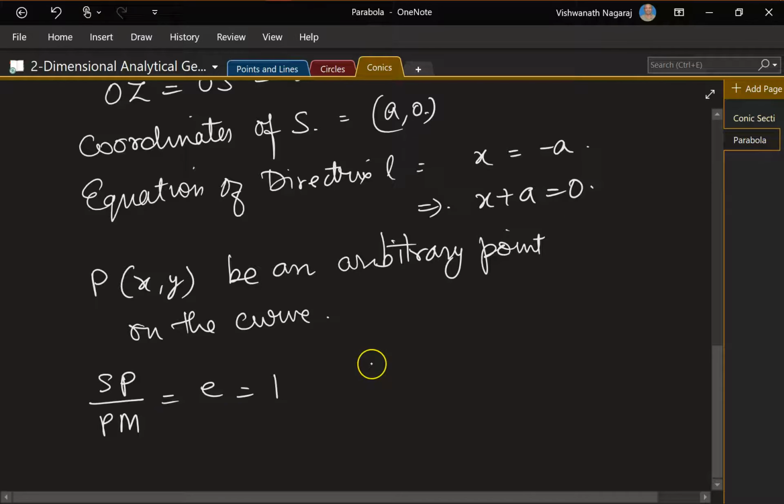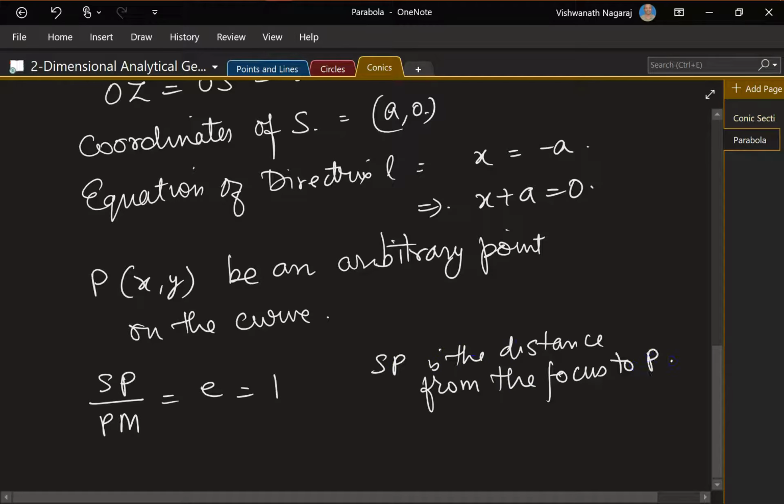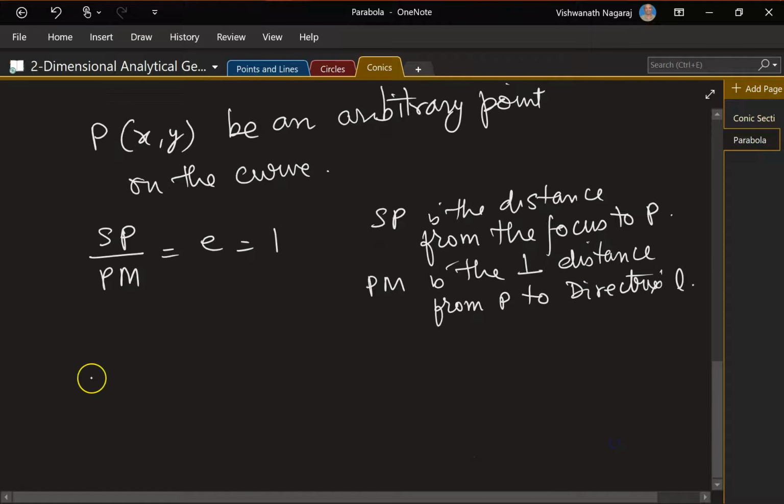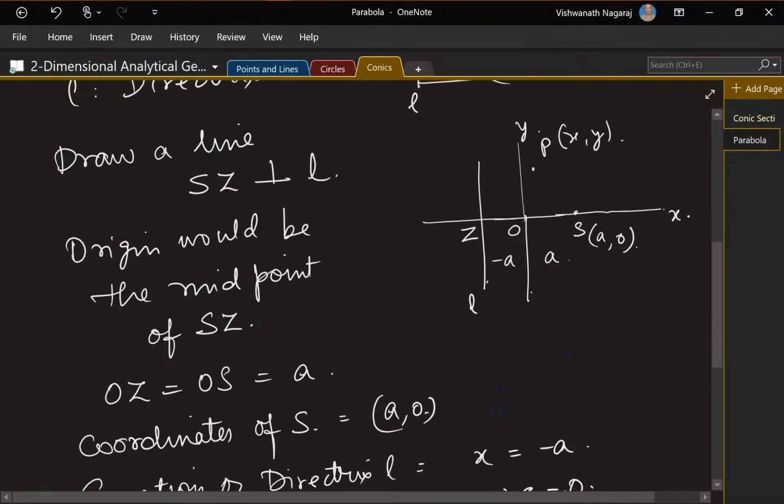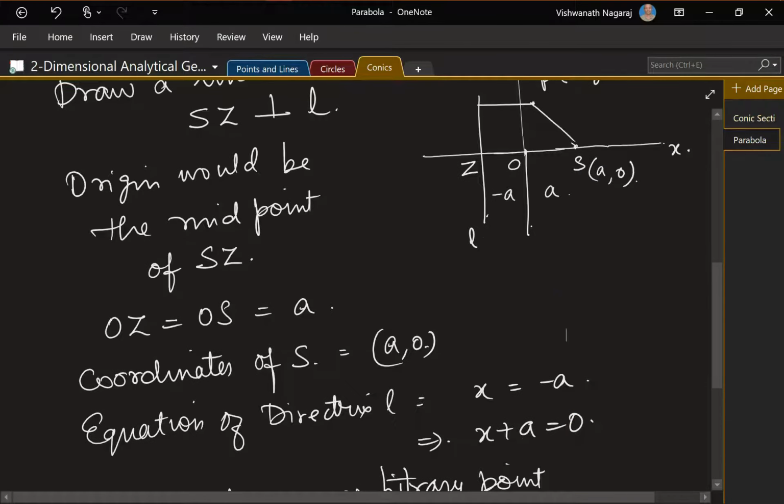Now here remember, SP is the distance from the focus to P, and PM is the perpendicular distance from P to the directrix. So now we can write this as SP is equal to PM. That means these two lines have to be equal, the perpendicular distance and the distance between S and P. So let us say this is M.